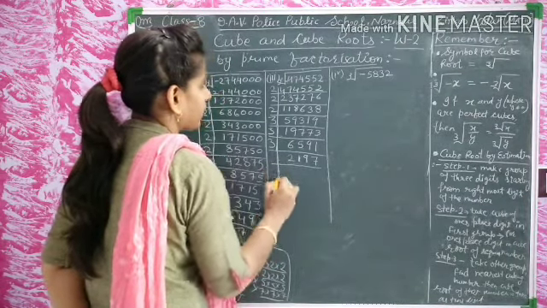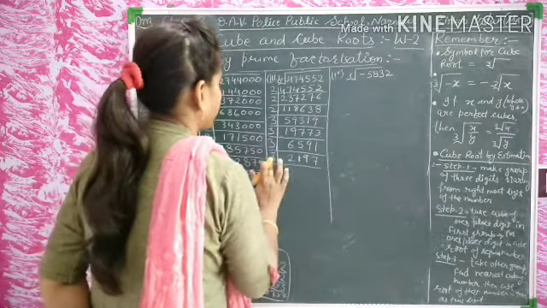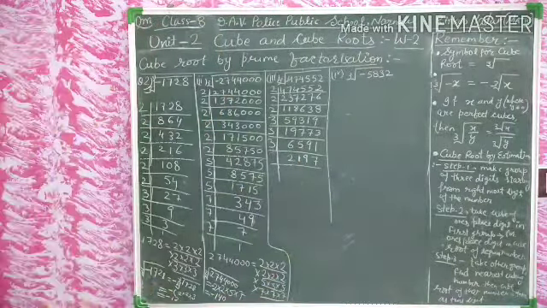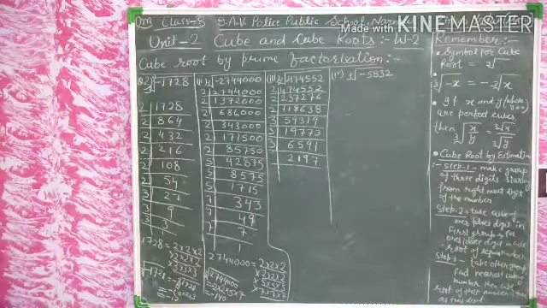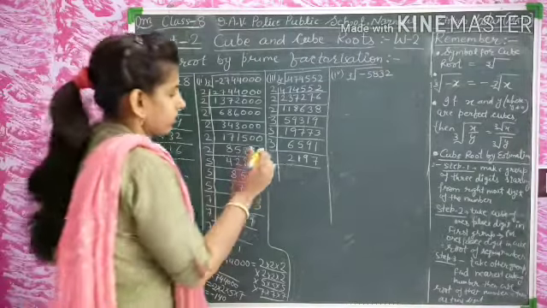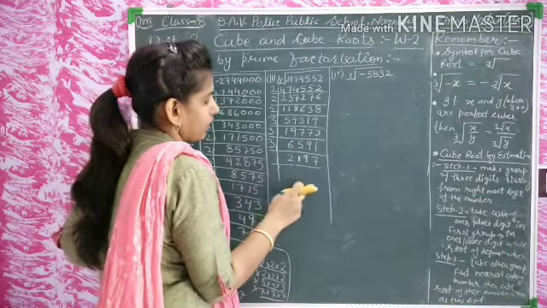Now again, is it divided by 3? 3 7s are 21. No, it is not divided by 3. 2 1 3, 3 7 10, 10 19. 19 is not divisible by 3. So students, this is divisible by not 7 and not 9, 11.